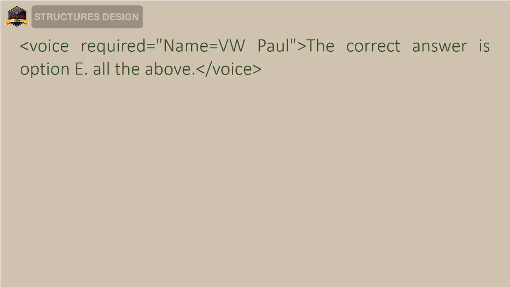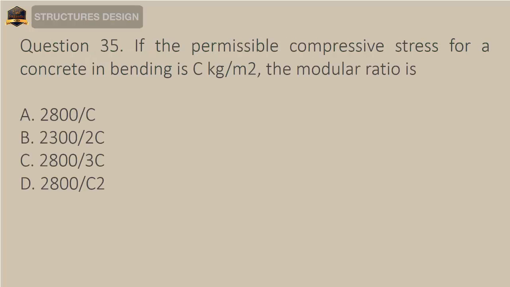Question 35. If the permissible compressive stress for a concrete in bending is C kg per centimeter 2, the modular ratio is A, 2800 per C, B, 2300 per C, C, 2800 per 3C, D, 2800 per C 2. The correct answer is option C, 0.15%.